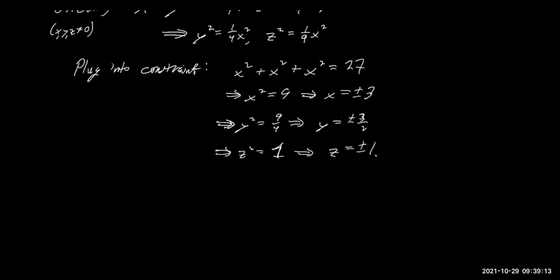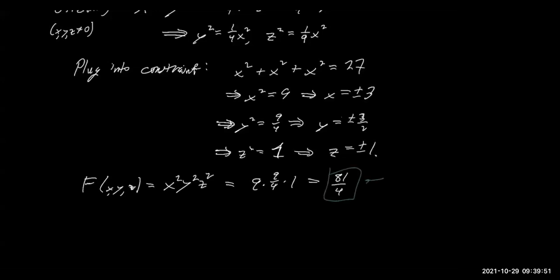Okay. So now there are 8 points here, plus or minus 3, plus or minus 3/2, plus or minus 1. But the point is, once you plug any of these into the function, we already found the minimum was 0, if any of x, y, or z is 0. But then this is just 9 times 9/4 times 1. Did I get that right? So it's 81/4. And that's the maximum value.